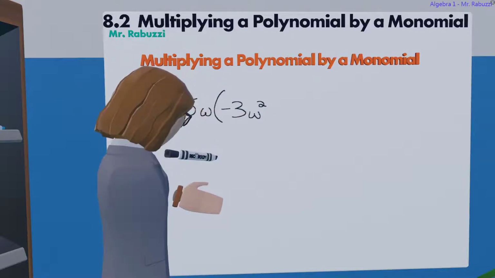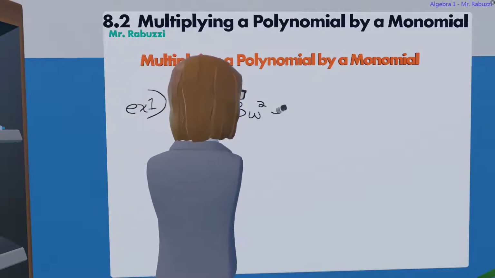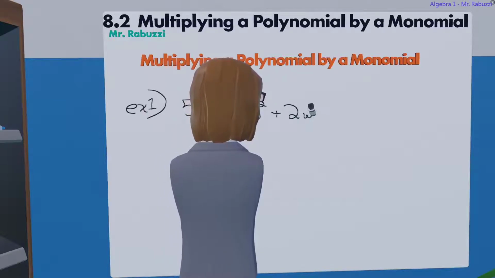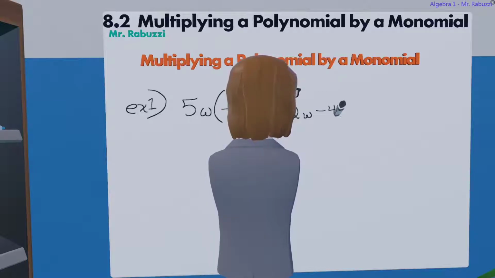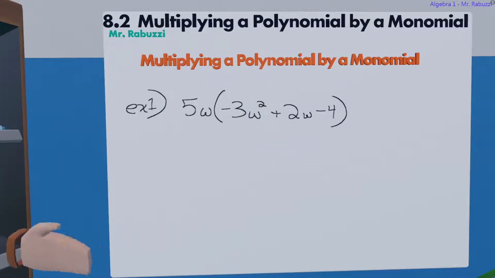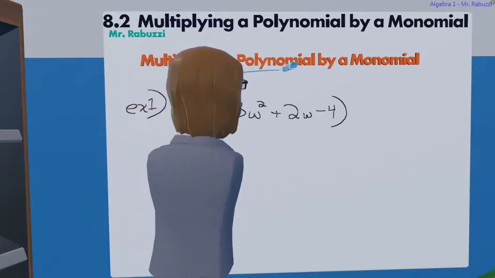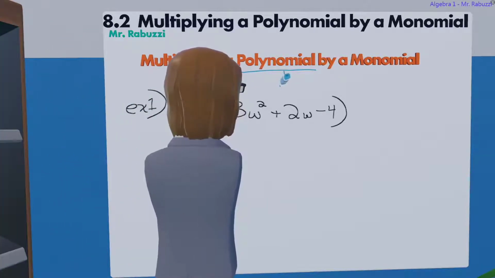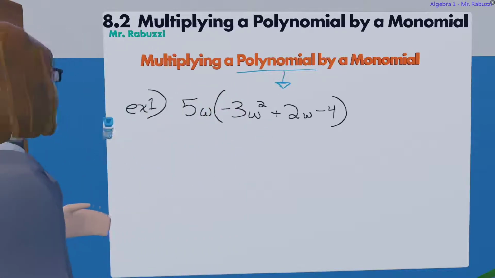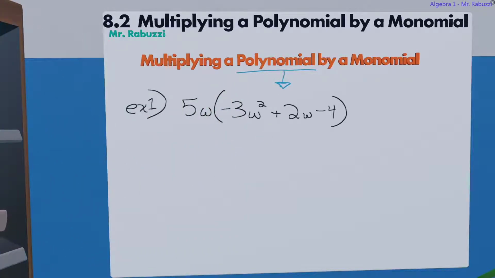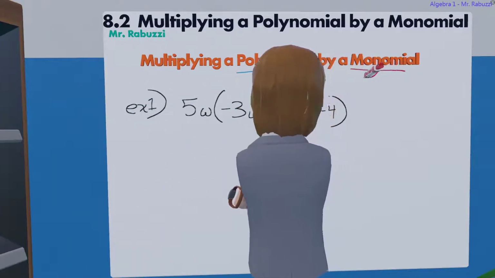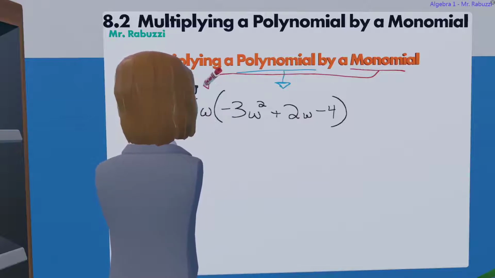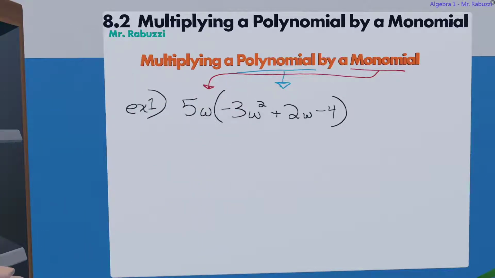Okay, we've got negative 3w squared plus 2w minus 4. Okay, so that's our polynomial in the parentheses here. It has 3 pieces. They're separated by the pluses and minuses. And then our monomial, we put it in front to multiply. It's over here, the 5w.